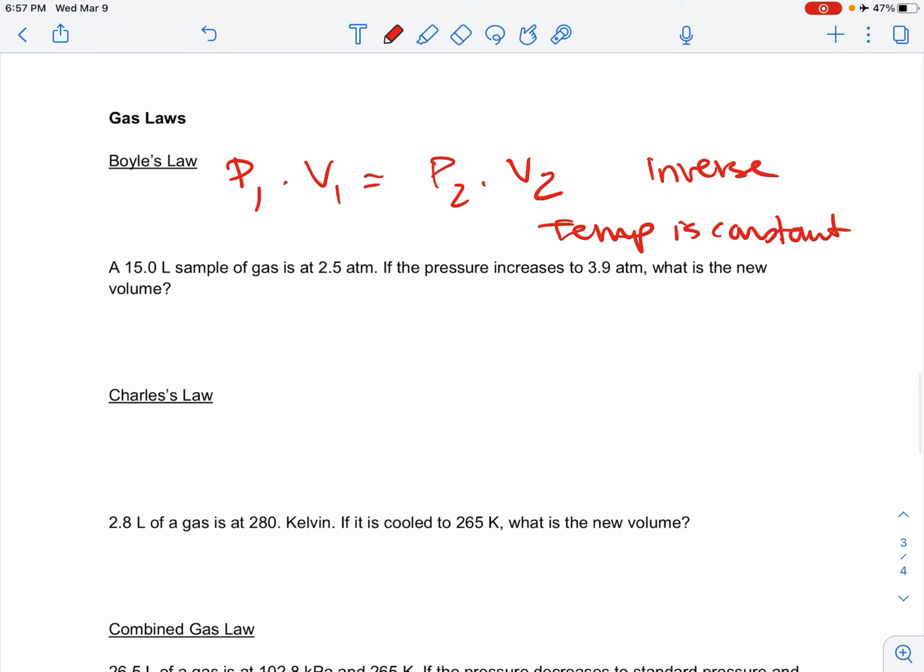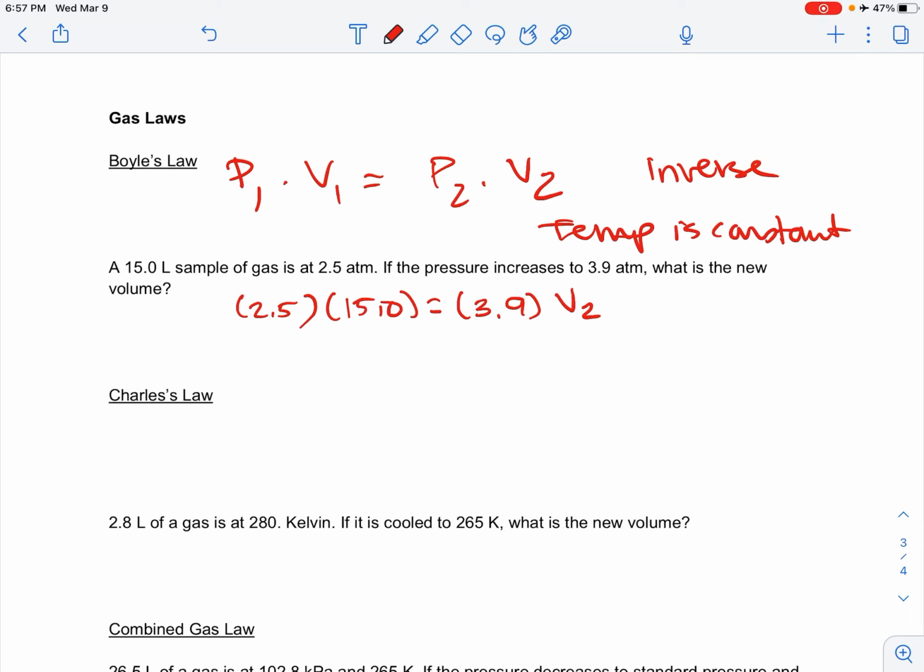A 15 liter sample of gas is at 2.5 atmospheres. If the pressure increases to 3.9 atmospheres, what's the new volume? So I usually read the question. A 15.0 liter sample of gas is at 2.5 atmospheres, period, which means it's originally, this is my pressure, this is my volume. But now the pressure increases to this, so what's going to happen here? And you can call that X if you'd like.